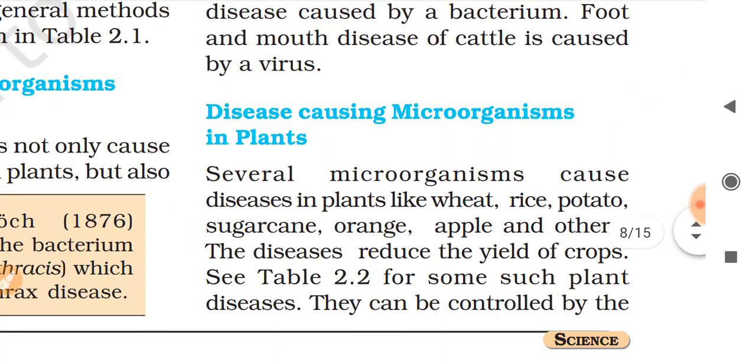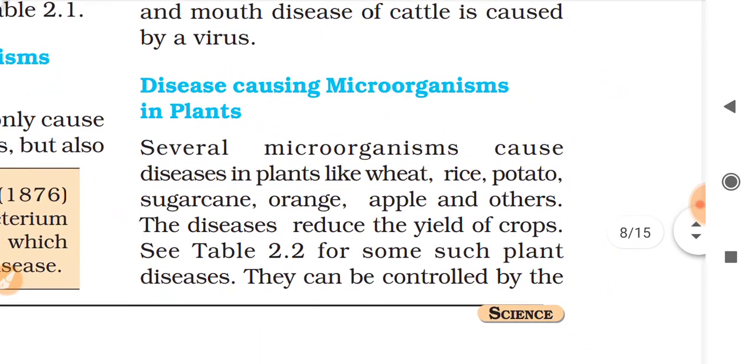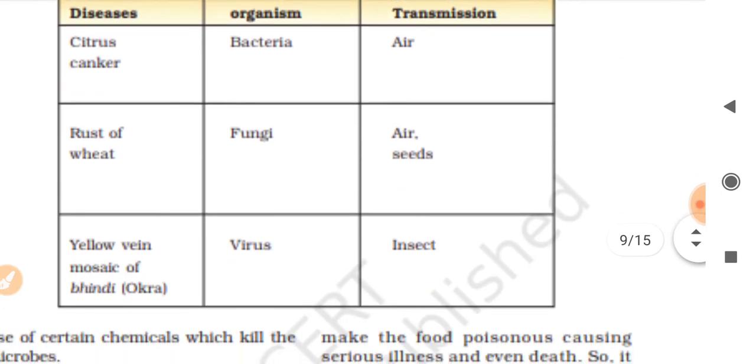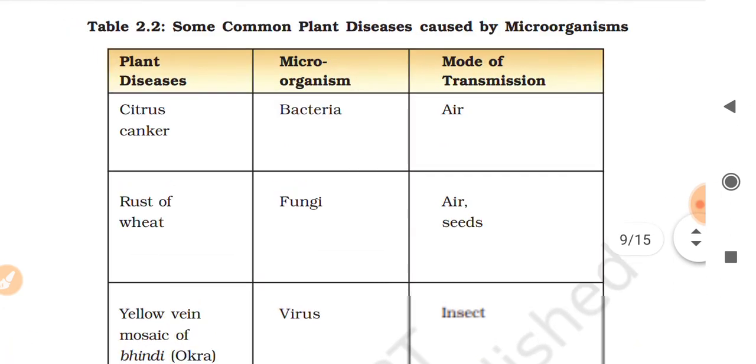Now, disease causing microorganisms in plants. Several microorganisms cause diseases in plants like wheat, rice, potato, sugarcane, orange, apple and others. The diseases reduce the yield of crops. See table 2.2 for some such plant diseases. They can be controlled by suitable methods. So first we check the plant diseases caused by microorganisms.